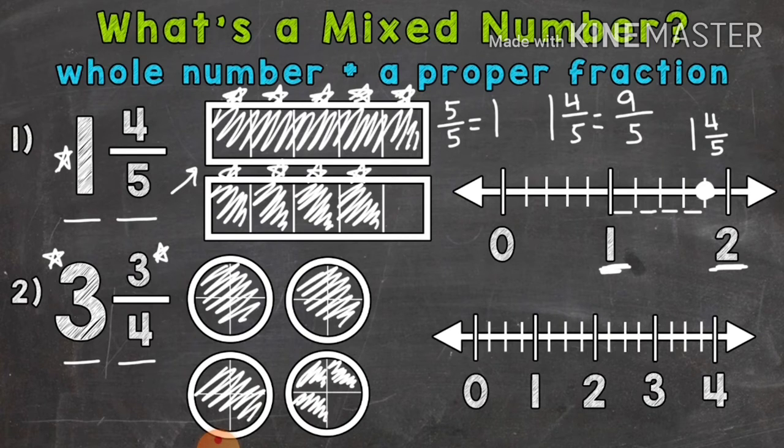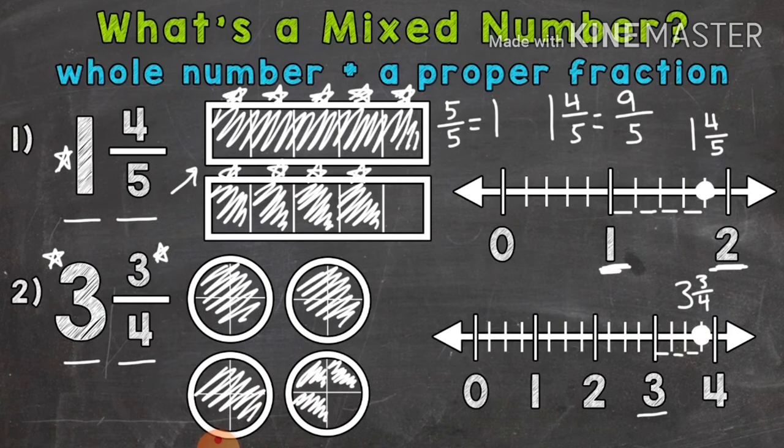So over to the number line, where we need to start with the 3 wholes. So 3 wholes is right here, and we need to go 3/4 now. So this would be 1/4, 2/4, and 3/4. So we would land right here, and that would represent 3 and 3/4. So you can see that 3 and 3/4 represents a value in between two whole numbers, 3 and 4.